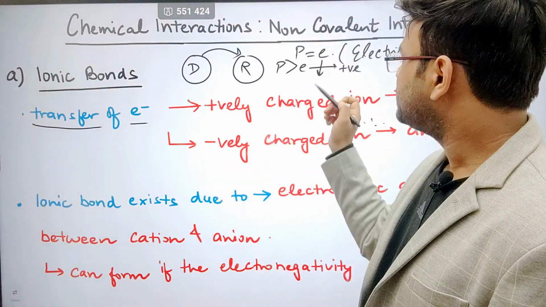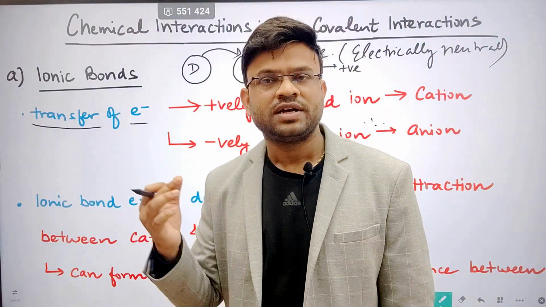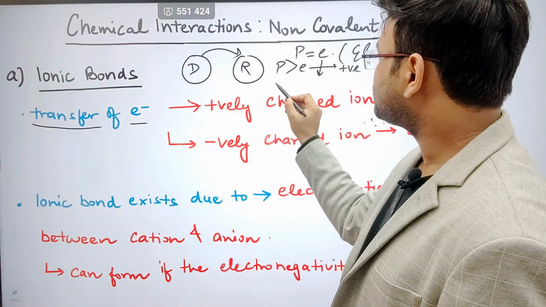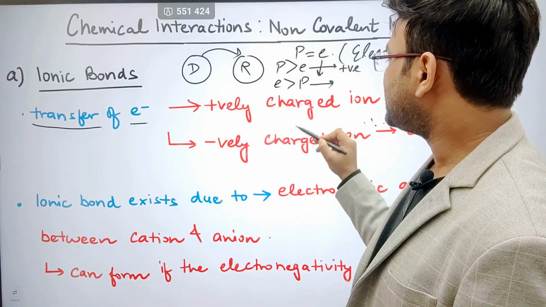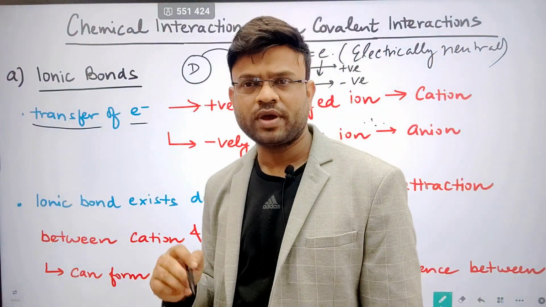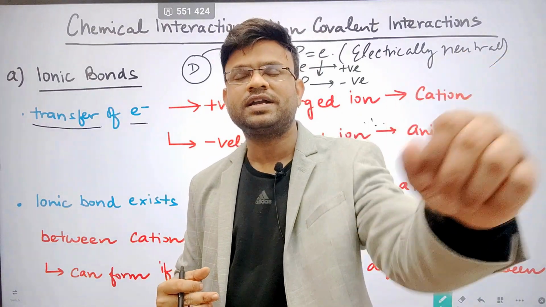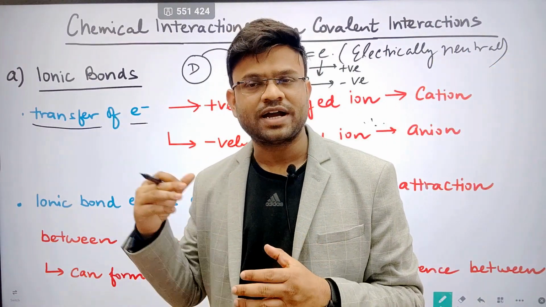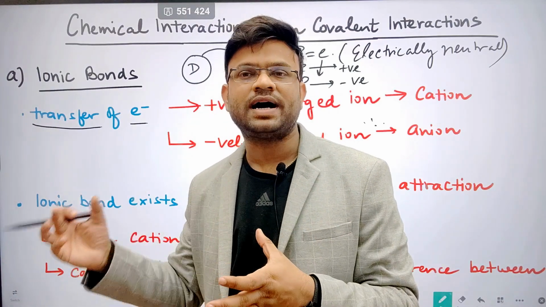On the contrary, if we are talking about the atom that has accepted the electrons, definitely the number of electrons would be higher than the number of protons. In this case, the atom will be negatively charged. So I believe you have understood that when the ionic bond forms, one atom will be of positive charge nature, one atom will be of negative charge nature, and those we call ions.